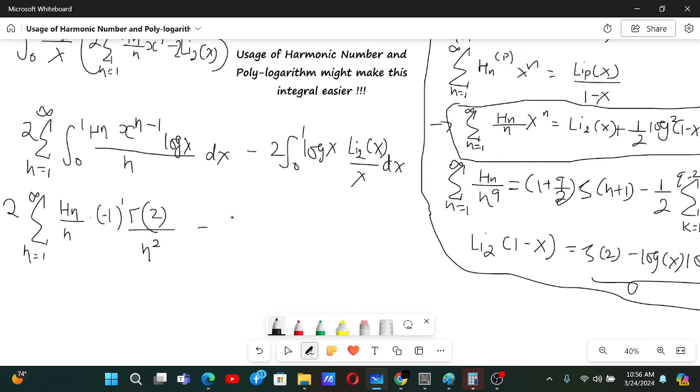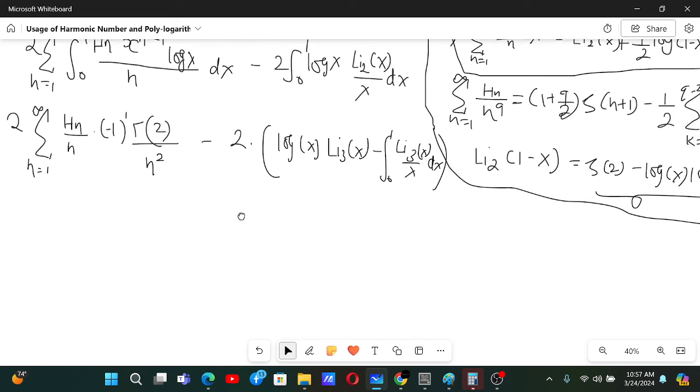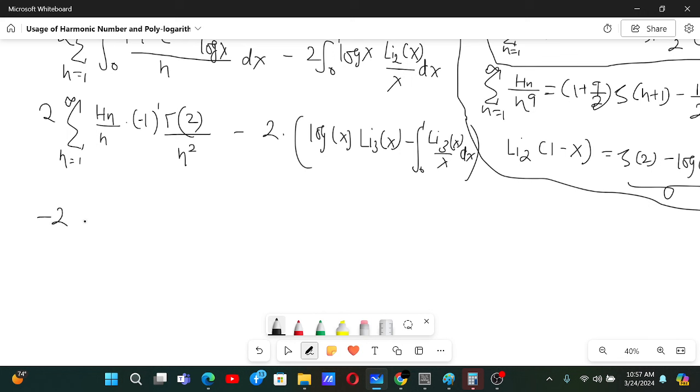And then over here, minus 2, we can use integration by parts. Log x, and this thing is li3 of x, and then minus integral from 0 to 1 by x, li3 of x, so li3 of x by x dx, isn't it? Now over here, this is just minus 2 times sum from n equals 1 to infinity of Hn by n cube, and this can be evaluated from the classical Euler sum, isn't it?